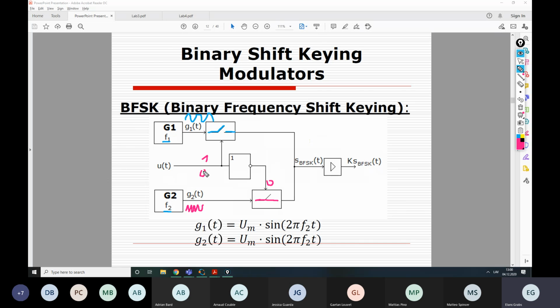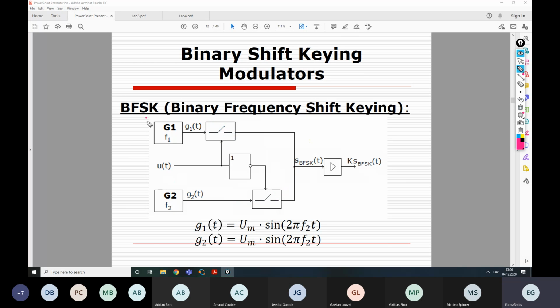If we send 0, then it's opposite. This switch is open and 0 is inverted to 1 and this switch is closed. So basically one of these switches is always closed and another is always open, right? So this basically connects the output to either this generator or this generator. And that's how our frequency shift keying signal is created, right?